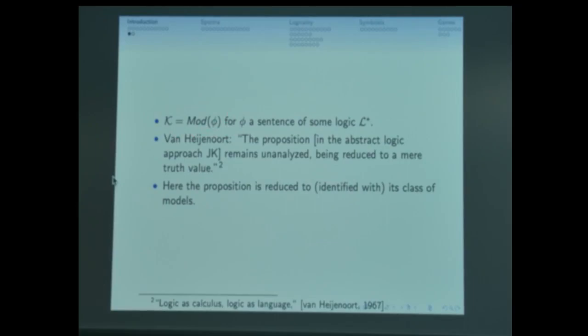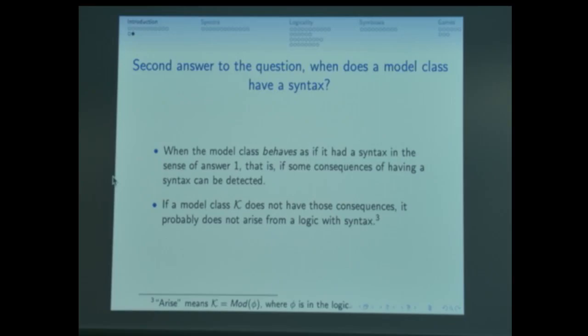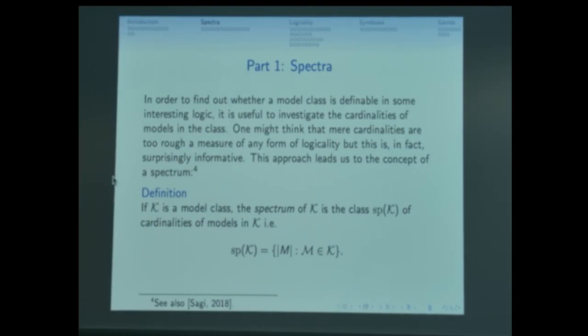Second answer to the question, when does a model class have a syntax? When a model class behaves as if it had a syntax, in the sense of answer one. That is, if some consequences of having a syntax can be detected. If it doesn't have those consequences, it probably doesn't arise from a logic or syntax, arise meaning that the class is definable by a syntax. So the first approach to this idea of behaving as if you have a syntax is through this notion of spectra.